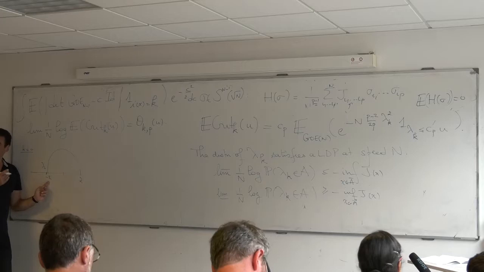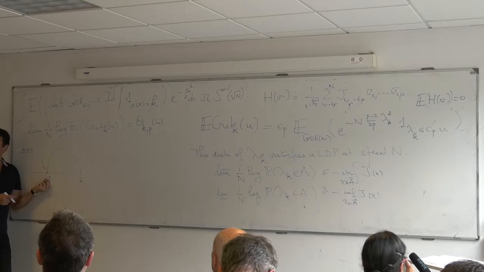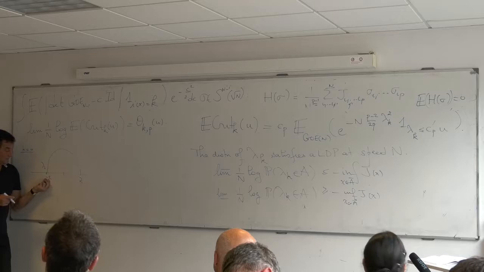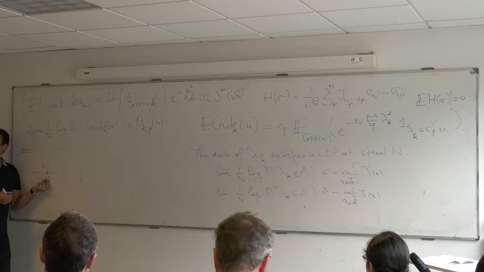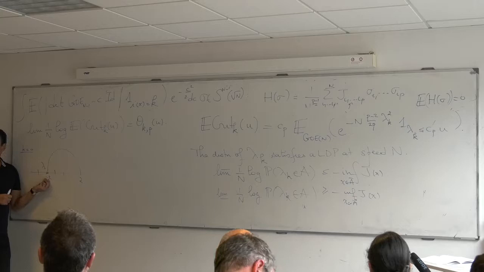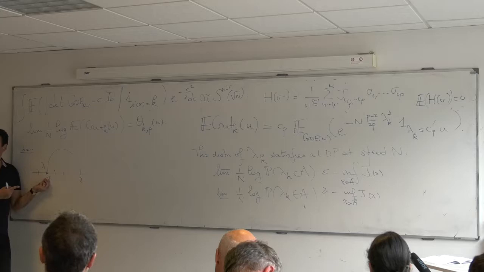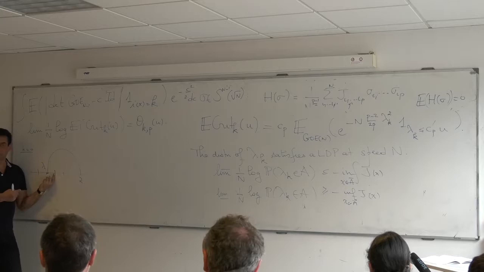We also know the order of magnitude of the typical fluctuation, which is given by the Tracy-Widom distribution. But here I'm asking, what is the probability? So the typical value of lambda 0 should be negative 2. So a large deviation is: what is the probability that lambda 0 is here, or that lambda 0 is here? These two answers are very different. What is the probability that lambda 0 is here? What order of magnitude is that?